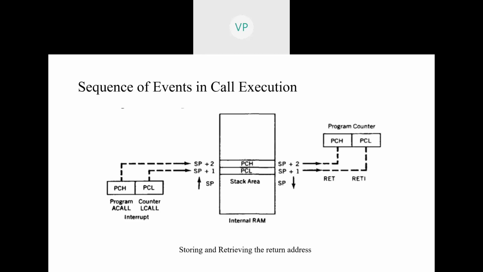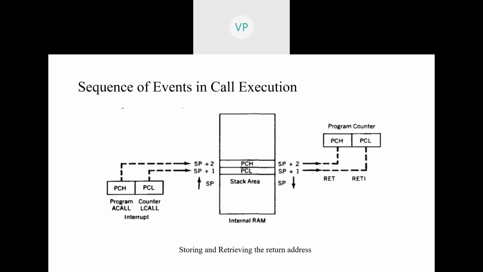The program counter is a 16-bit register holding the address of the next instruction to be executed. To push this data to the stack, we use the push instruction. It first increments the stack pointer by 1, and after that it pushes the data onto the stack memory location.